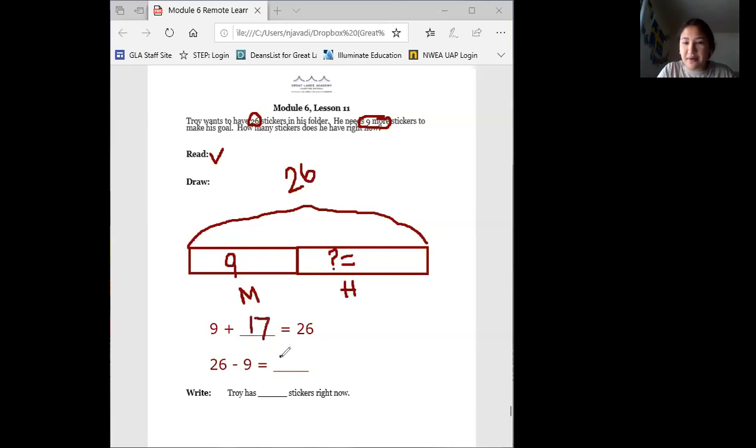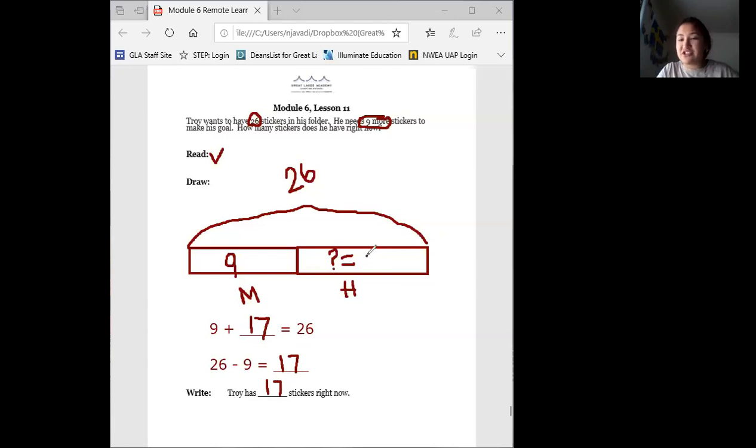I'm going to fill it in on both of my number sentences. You can choose either one or both number sentences to put on your page. And don't forget to fill out your answer statement. Let's read the completed answer statement together. Troy has 17 stickers right now.